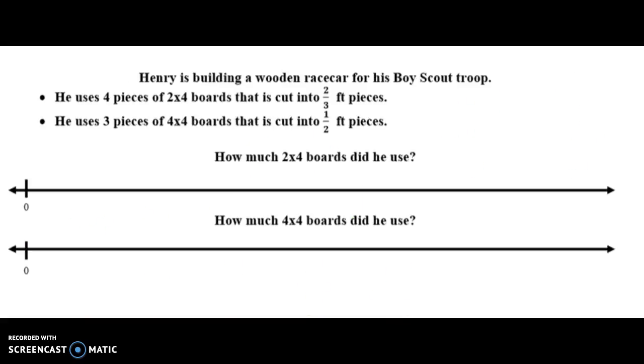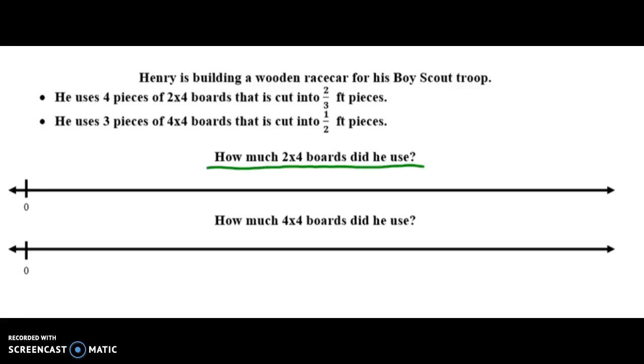Okay, the next problem says Henry is building a wooden race car for his Boy Scout troop. He uses 4 pieces of 2x4 boards that is cut into 2/3-foot pieces. The second bullet says he uses 3 pieces of 4x4 boards that is cut into 1/2-foot pieces. So in this case, there are 2 different parts to the problem. The first number line that we see here goes with the question, how much 2x4 boards did he use?